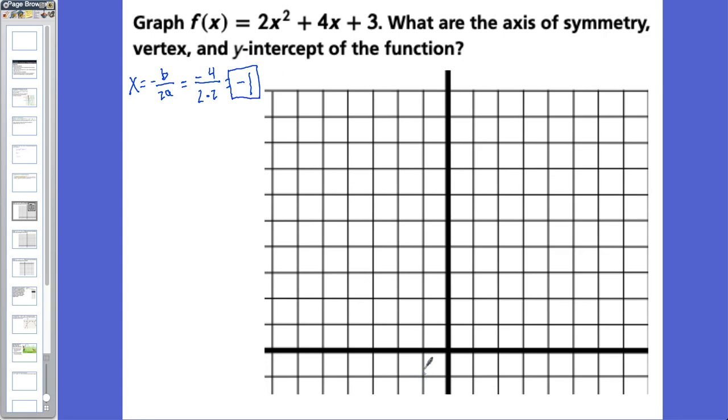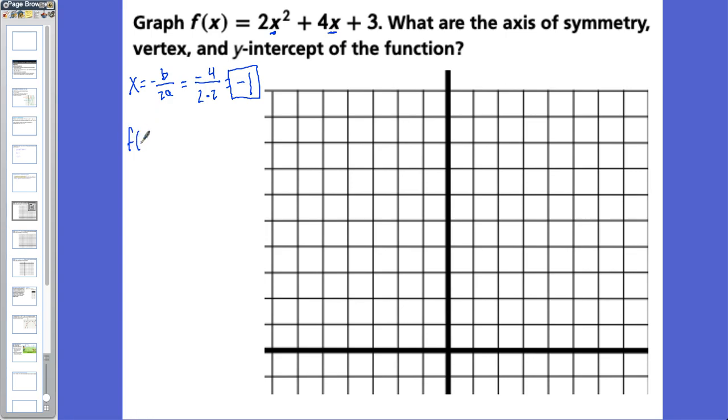I don't know if it's way down here. I don't know if it's way up here. I don't know where that vertex is until I find it. And I can find it just by plugging negative 1 back into the equation for x. If I put negative 1 into the function, that will tell me where my vertex is.